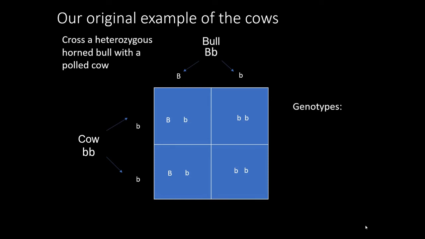The genotypes, you'll notice that there are two big B, little b, and two little b, little b. What are the resulting cows going to look like, or the offspring? Well, their phenotypes, we will have two with horns and two without horns. So that's what it looks like when you actually do your own Punnett square. You're going to have a chance to do that after I show you another example.